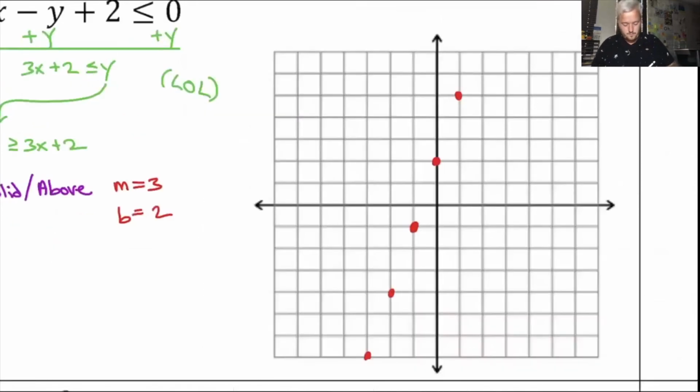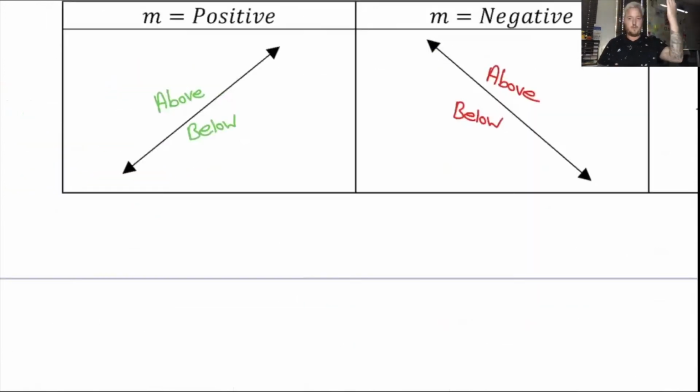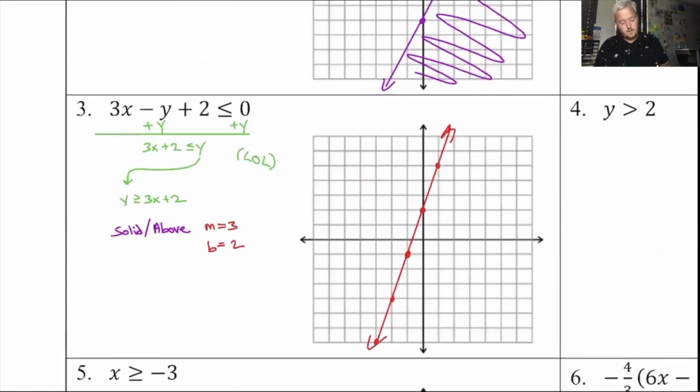All right. So now we have a solid line. There we go. Now I want to shade above, so we have a positive slope. So I want the top left. So I want this side.